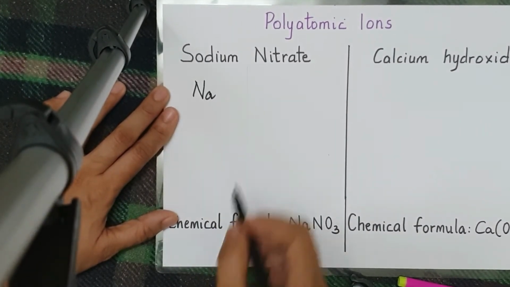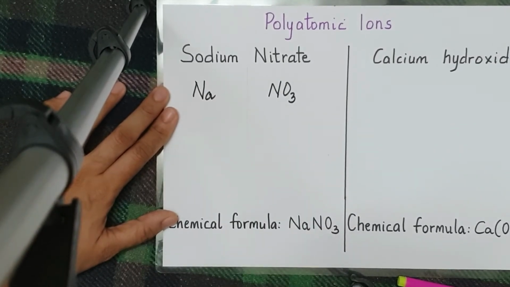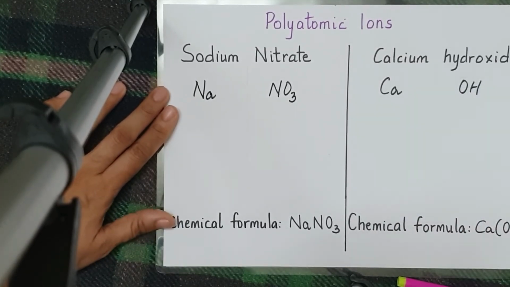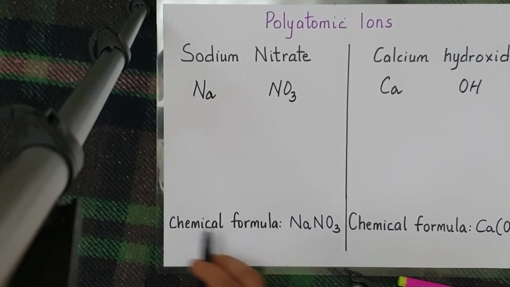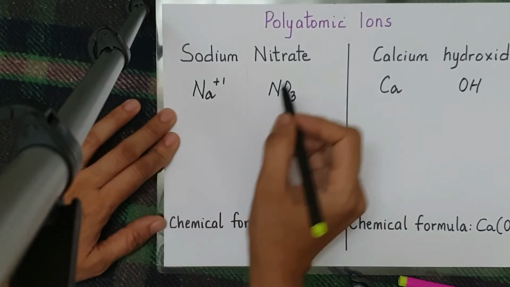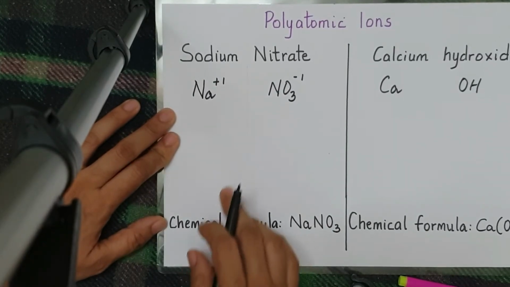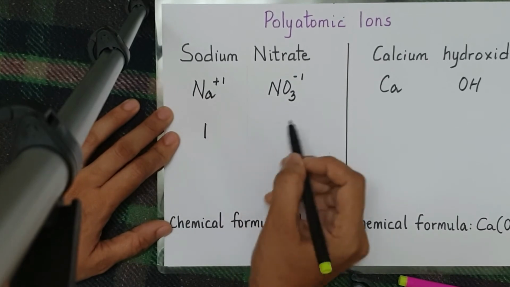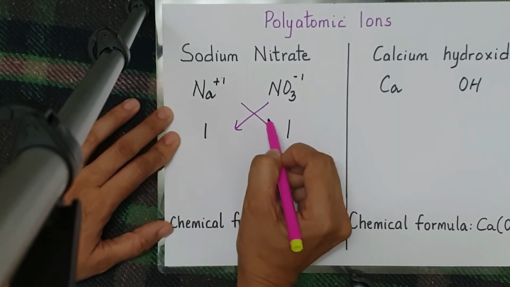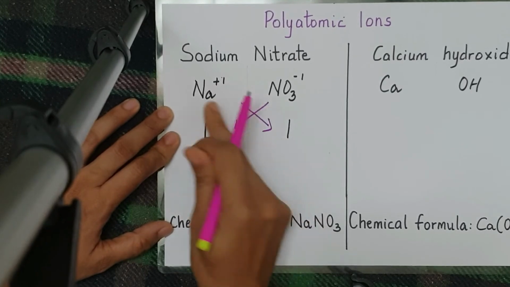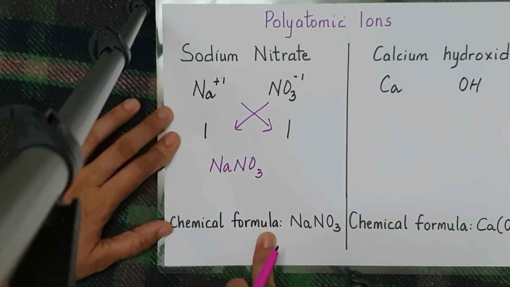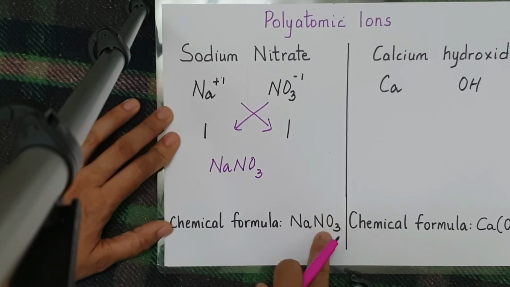Here we have sodium and we have nitrate. For calcium, we have Ca and hydroxide is OH. Now let us write the charge on it. So sodium is +1, nitrate is -1. So we will write the valency now. For sodium we have 1, for nitrate we have 1. If we cross multiply, we have Na, sodium 1 and nitrate 1. So the chemical formula for sodium nitrate is NaNO3.